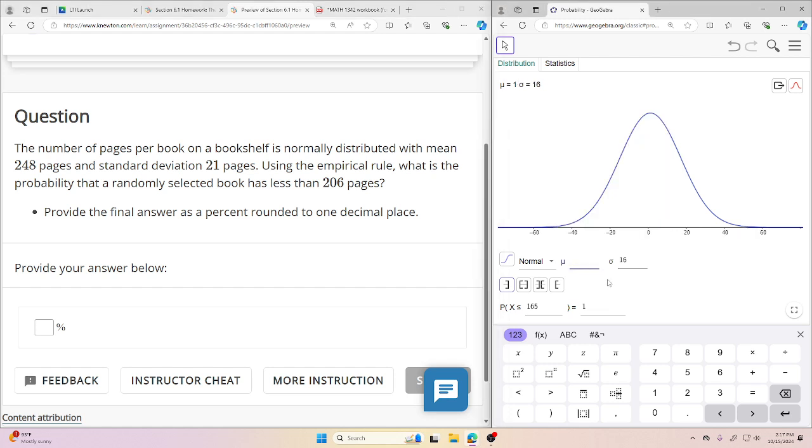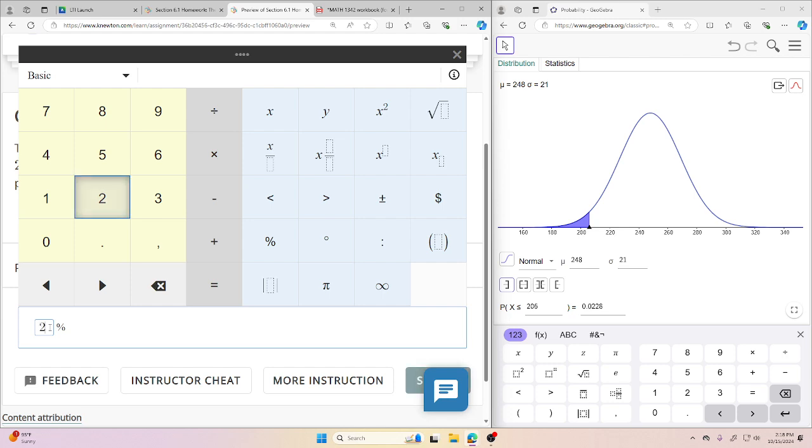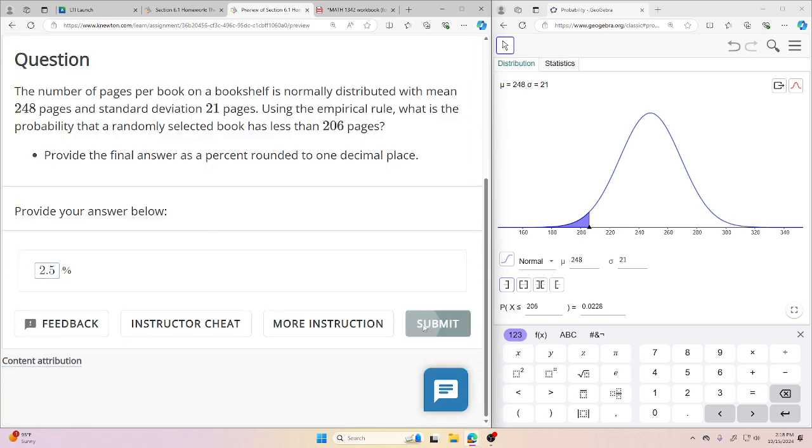I have an average of 248. At minimum, you can use this tool just to graphically see what's going on, right? It says less than 206. Does that look like it's less than 206? So we're going to get a small number. If I were to graph this on the empirical rule, I could probably say it's in the unusual zone. 50 minus 34 minus 13.5 is 2.5. It's not exactly the same. We did this problem before.